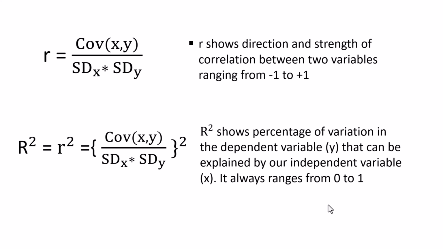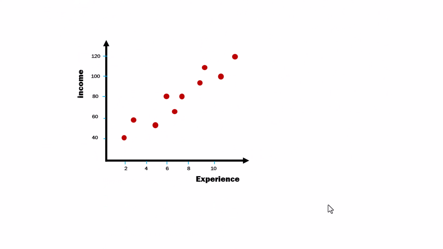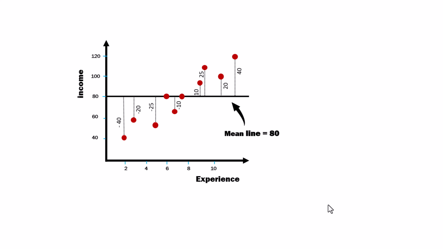Method 2, the visual logic, sum of squares. To truly understand R squared, we need to look at how much error our model eliminates. Let's look at a dataset of income versus years of experience. Imagine we have no model at all. Our best guess for everyone's income would simply be the average, or mean. If we plot that mean as a horizontal line, we can measure how well it fits the data by calculating the distance between each data point and that line.